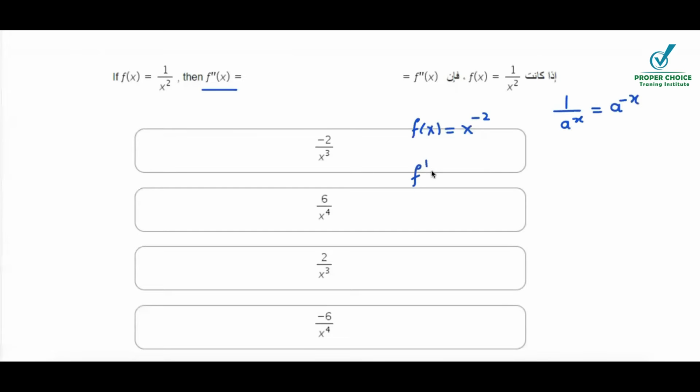Then let's find the first derivative. Apply the power rule: whatever the power, bring it in front, reduce the power by 1, that is -2, -1 becomes -3. Now let's find the second derivative of it. Multiply the power with the coefficient, -2 times -3 is going to be 6, and then reduce the power by 1, -3 turns to be -4 now. So this is rewritten as 6 by x to the power 4. We go with the second choice as the right answer to this question.